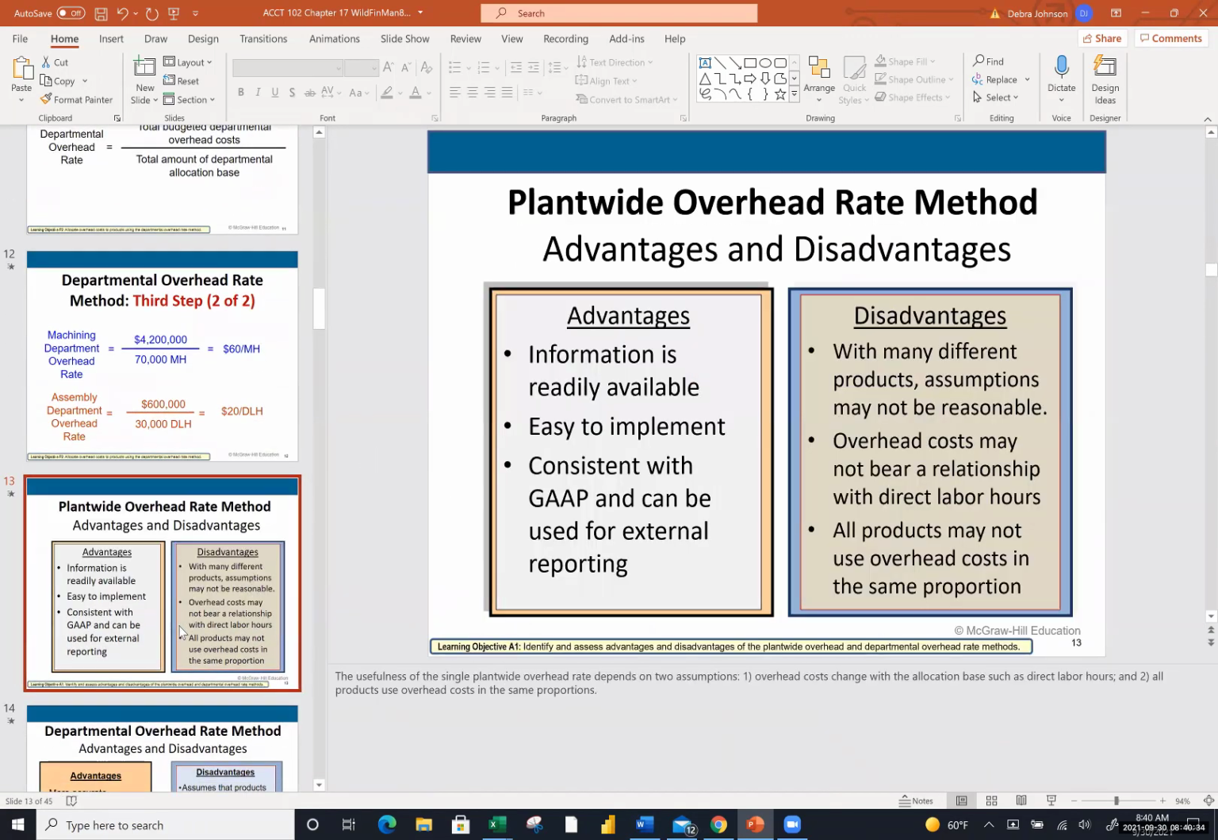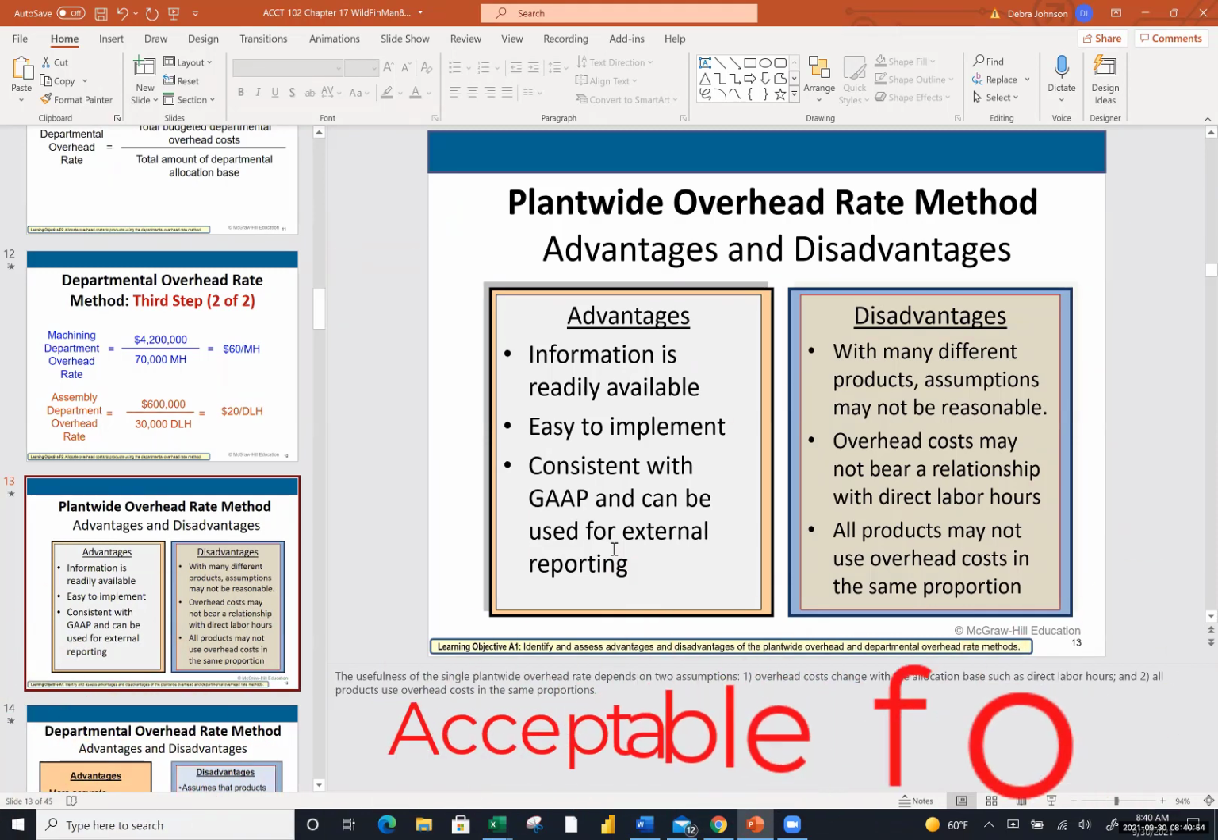I liked this slide because I mentioned there would be advantages and disadvantages on the test. The advantage is that information is readily available. This is on the single rate. It's the easiest of the three to implement. It's one calculation shoved down the company's throat. GAAP says you can use it for external reporting.